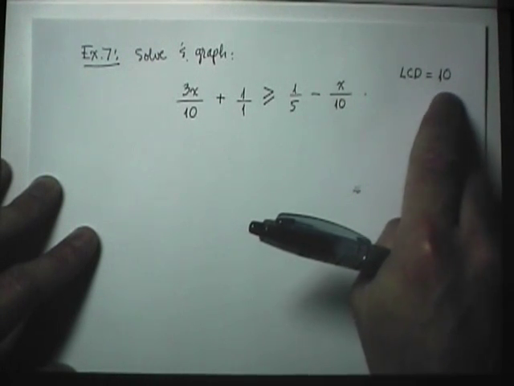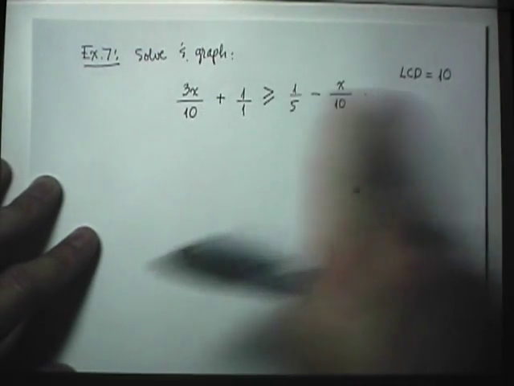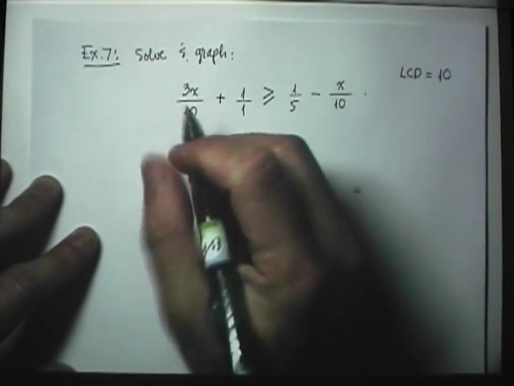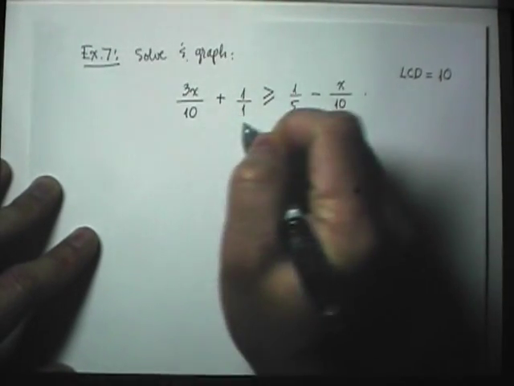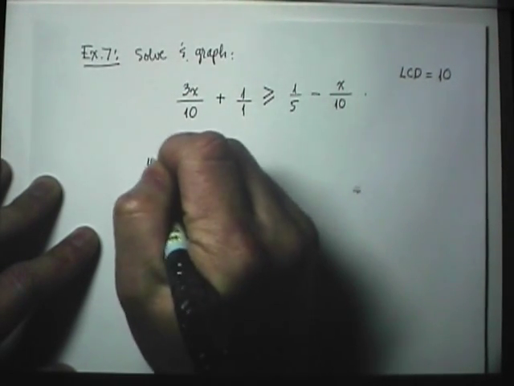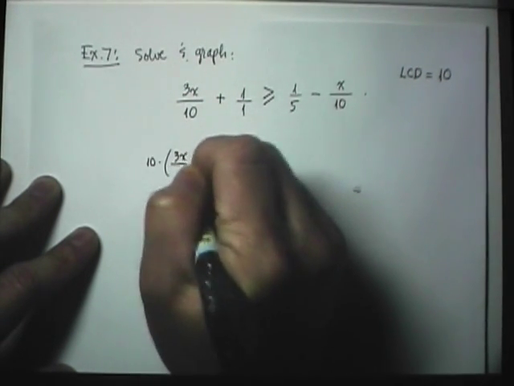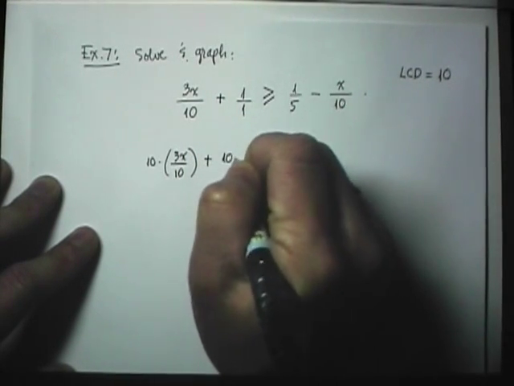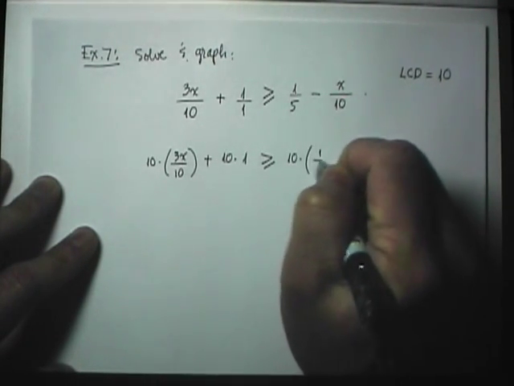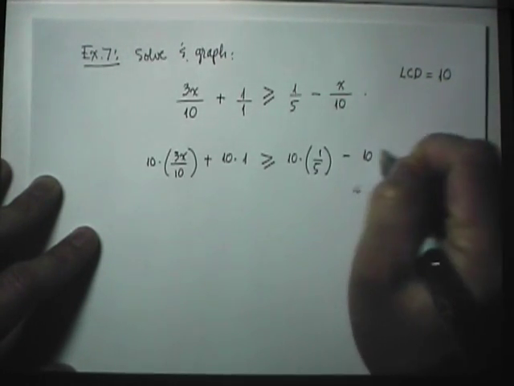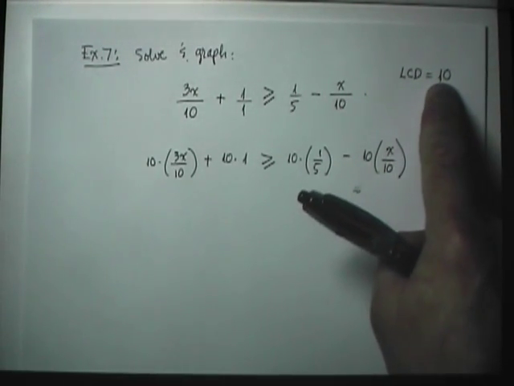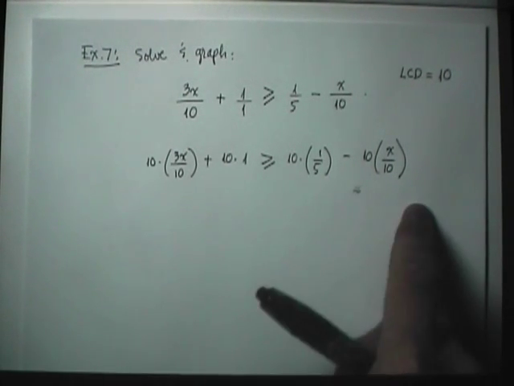And now once I've found 10 as my LCD, what I need to do is multiply that 10 to both sides of the inequality, meaning the 10 is going to be multiplied to each term throughout the two sides of the inequality. So on my first term, I'm going to go 10 times 3x over 10 plus 10 times 1 greater than or equal to 10 times 1 over 5 minus 10 times x over 10. So the 10 here, the LCD that I just found, I'm going to simply multiply to both sides of the inequality.